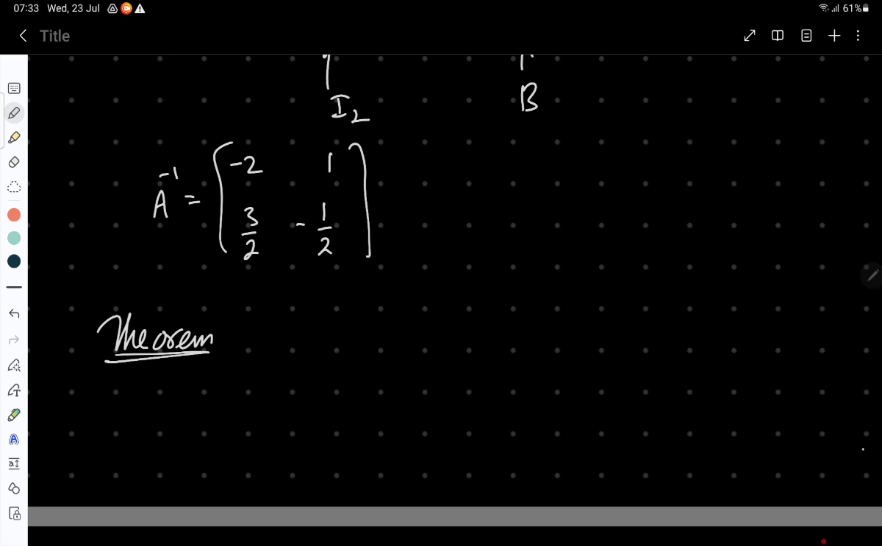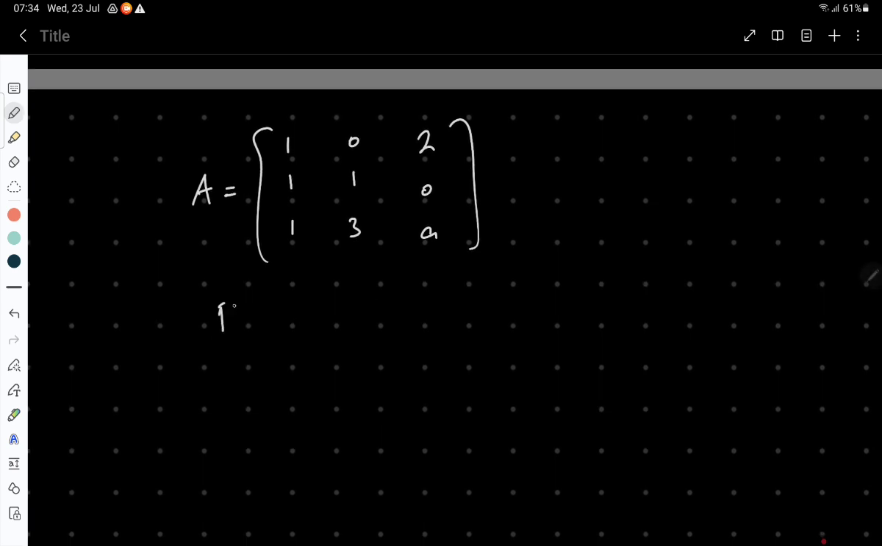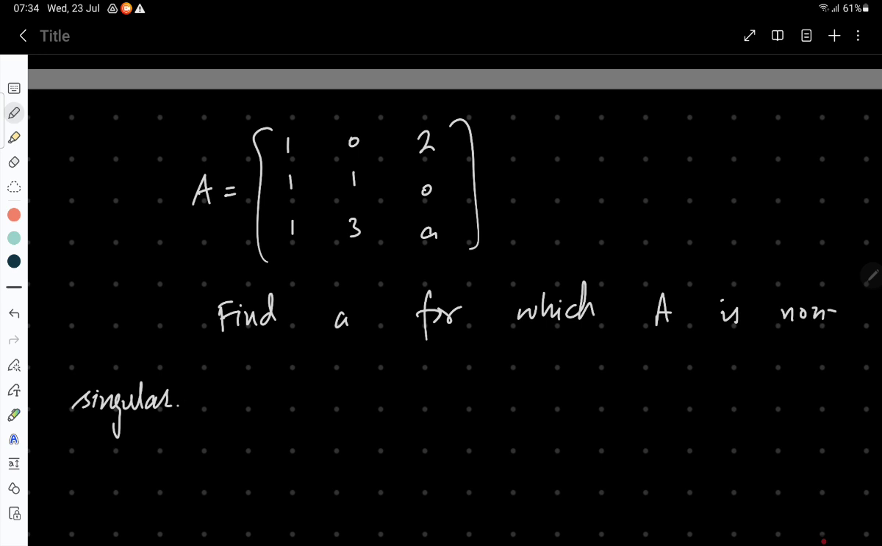Now I can solve an example. The example on the next slide is, you are given a matrix A: 1 1 1, 0 1 3, 2 0 a. In this example we will find the value of a for which the matrix is non-singular. Non-singular means all the pivot entries are non-zero. If any pivot entry is 0, then it is singular.